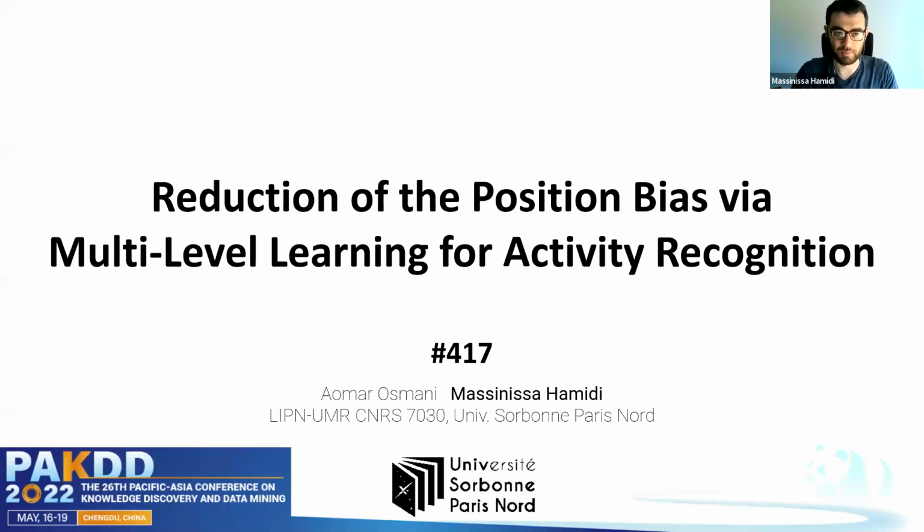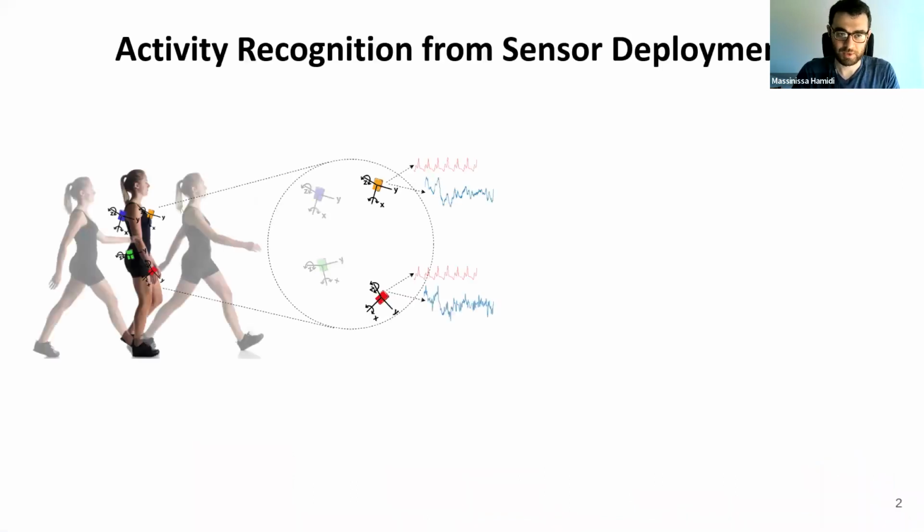So, hi everyone, I am Massinissa Hamidi, and this work studies strategies for reducing the biases that stem from the sensor's position in IoT deployments. Here we consider on-body sensor deployments, so sensors placed in different places on the body, for example, the hand, the hips, the torso, and so on, each position providing a particular perspective of the phenomenon being considered. Here, obviously, we consider human activities.